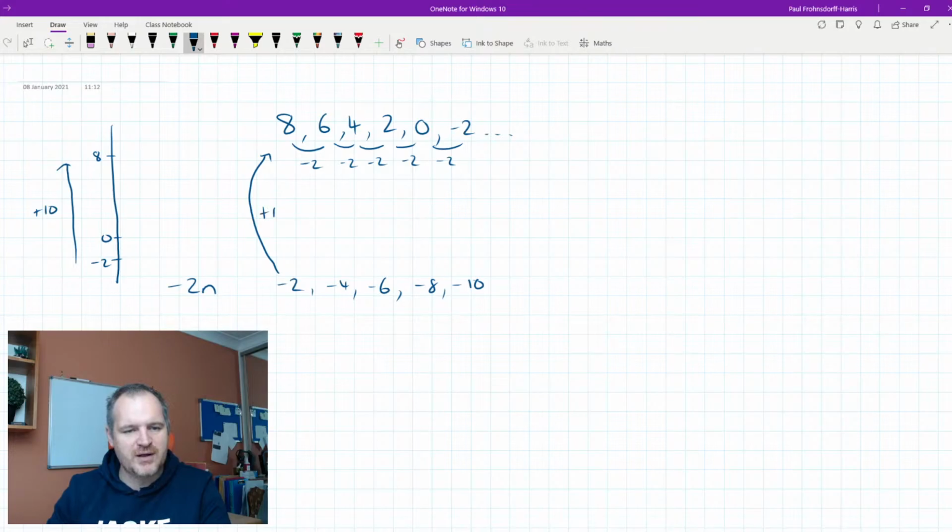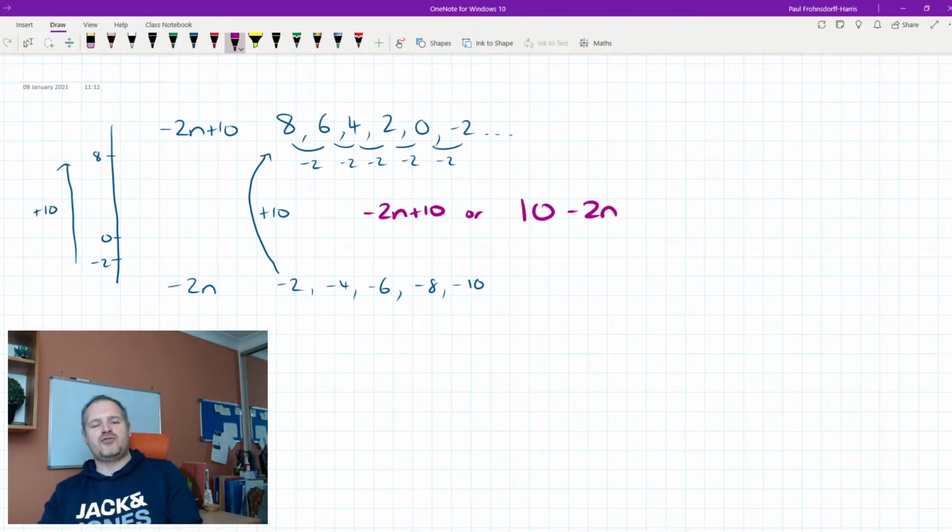So this will be plus 10, and I will write minus 2n plus 10. But as my year 9s discovered the other day, actually, we can write that down as 10 minus 2n instead of minus 2n plus 10. They're both the same answer, so they're both the correct answer for this question. Minus 2n plus 10. Remember what I was saying in the chat.